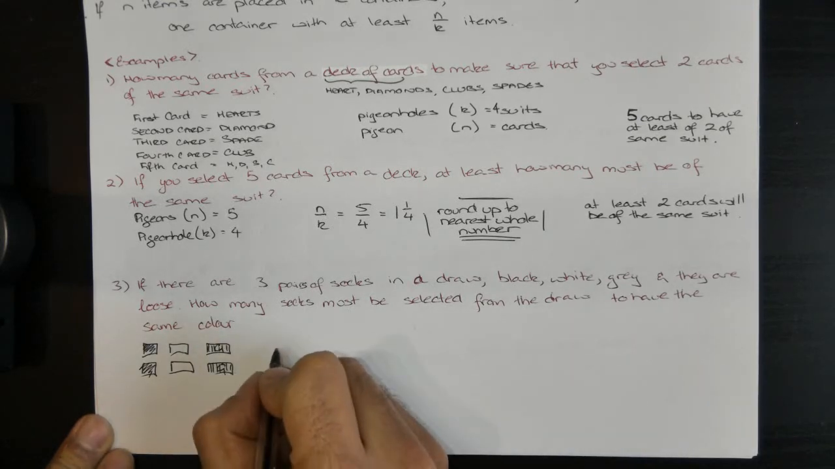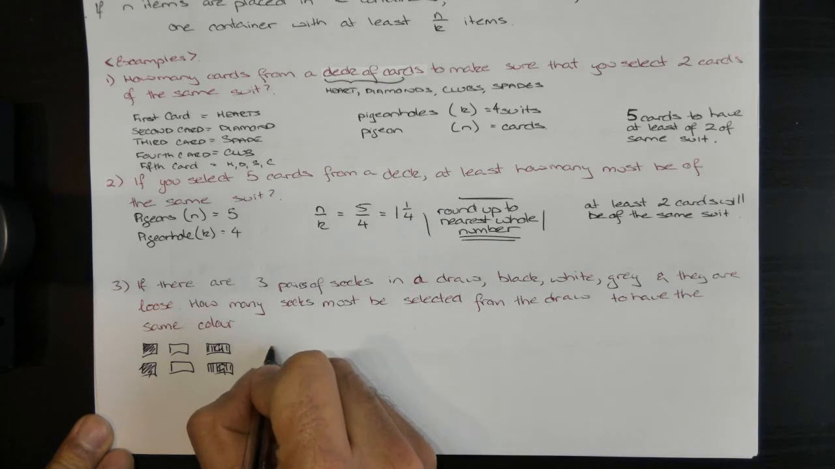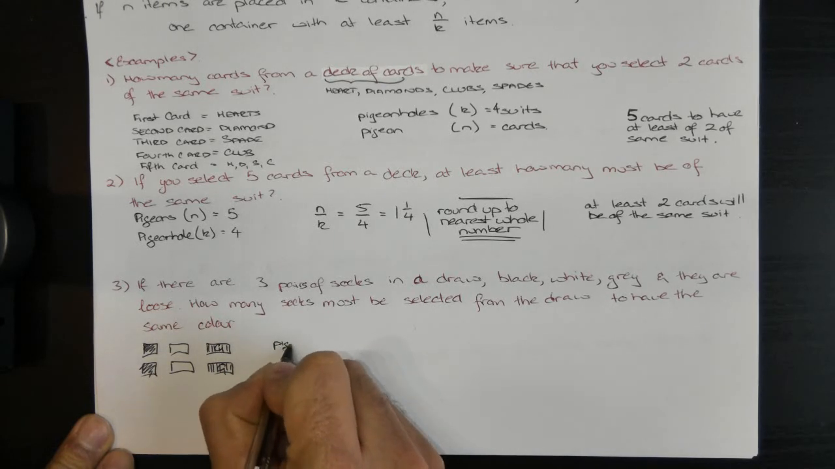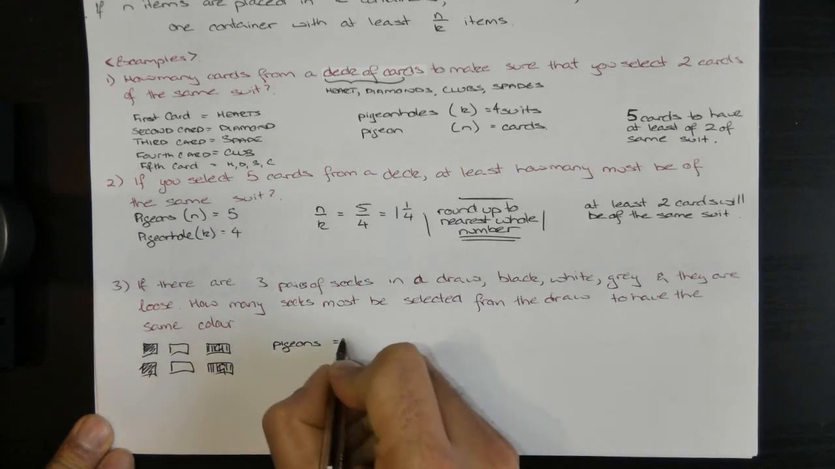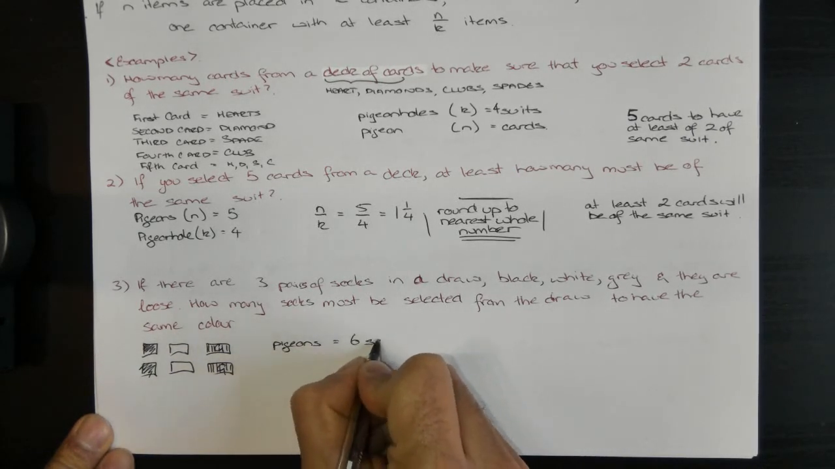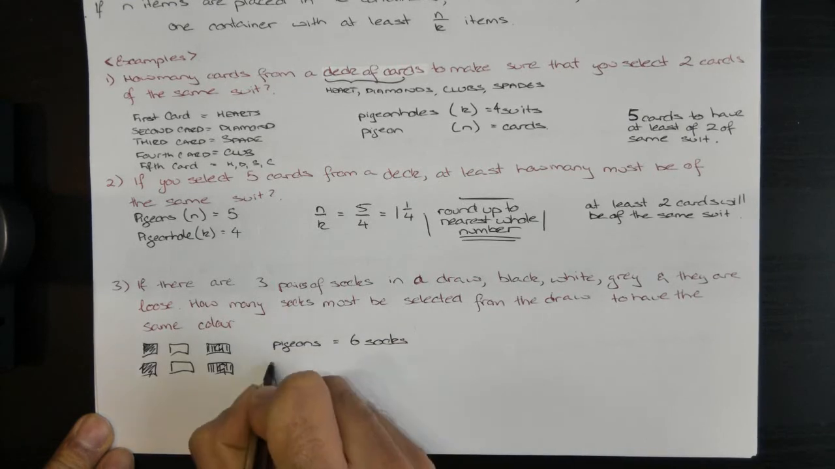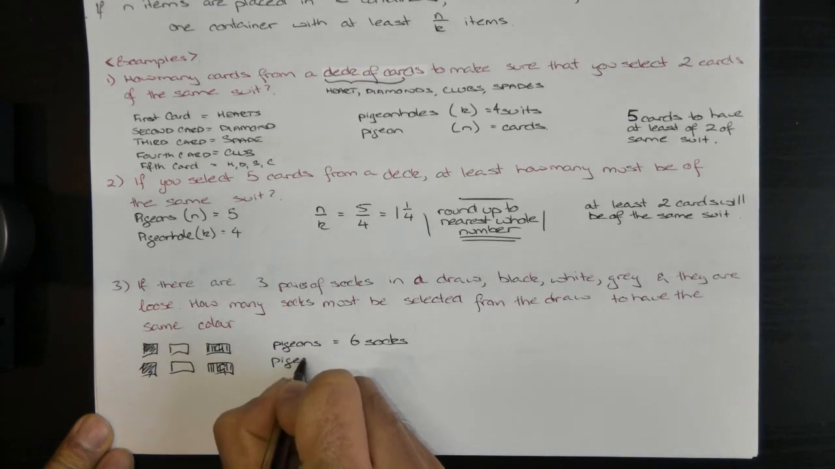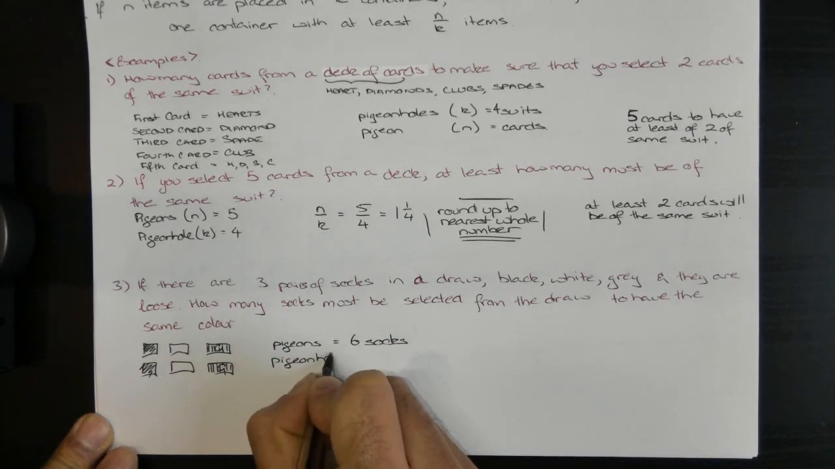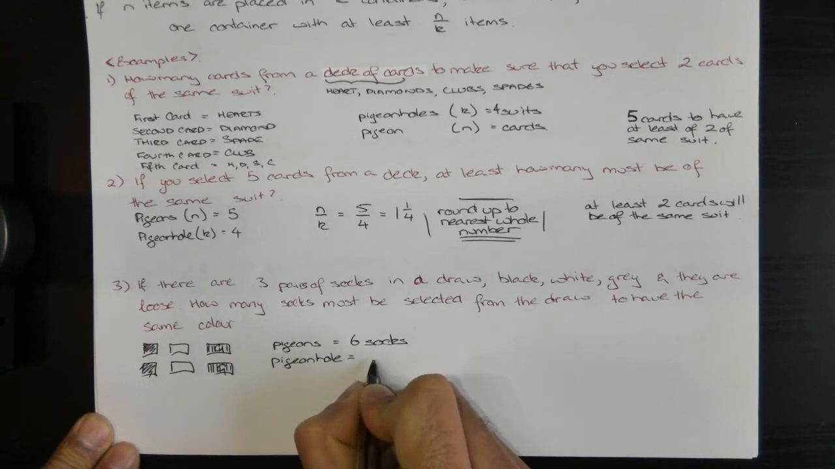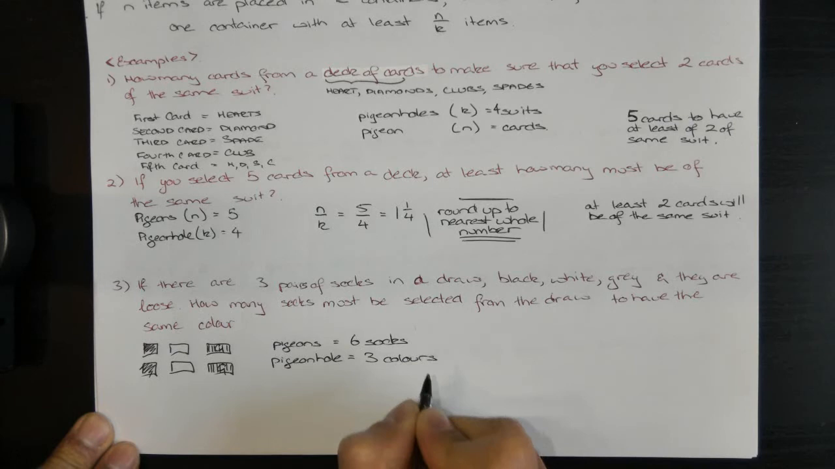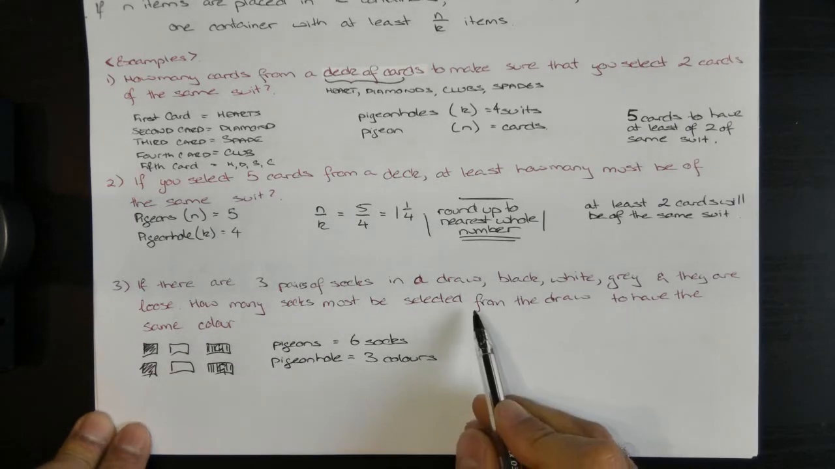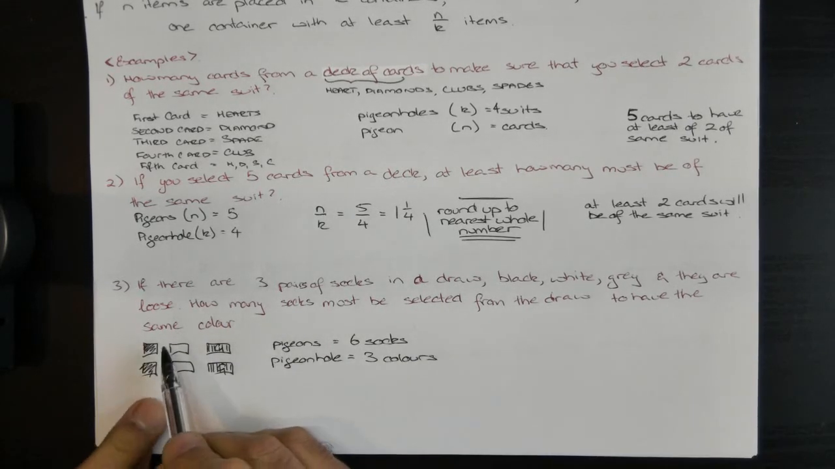So in this case, what we're going to call the pigeons, they're the number of socks. So we've got 6 socks. And the pigeonholes are the colours. And we've got 3 colours. Okay, how many socks must be selected from a drawer to have the same colour?